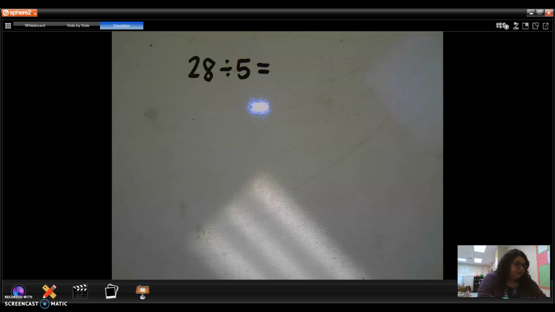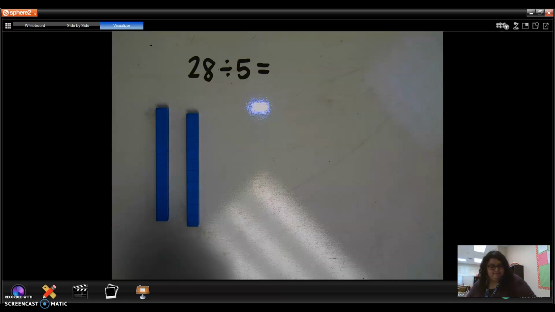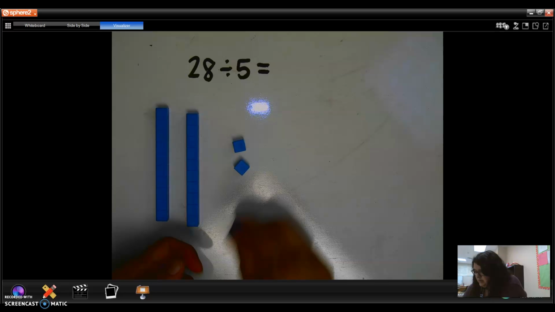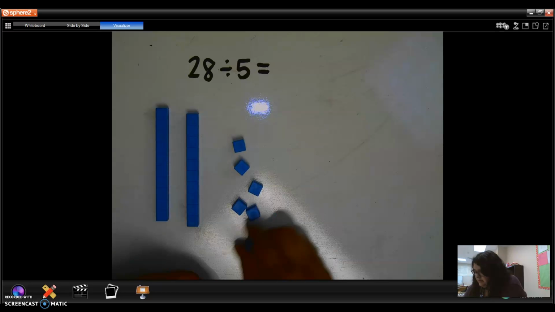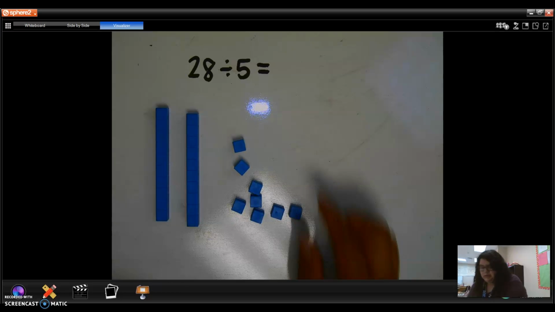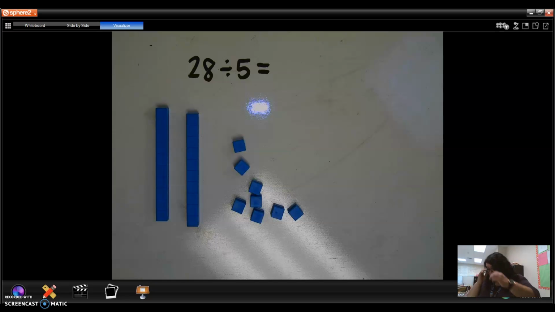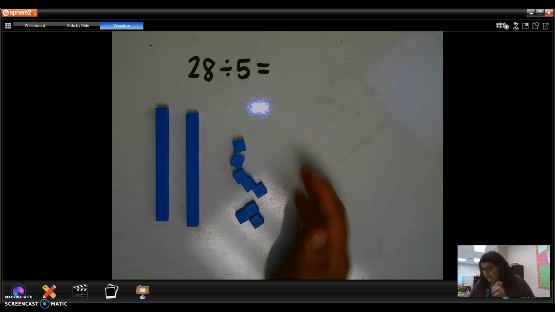We're going to represent our number. So we have 20 and 8. So I need 8 ones. 1, 2, 3, 4, 5, 6, 7, 8. So I have 8 ones, right? So here I have 28.